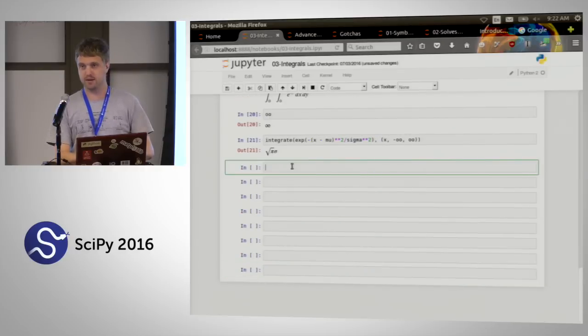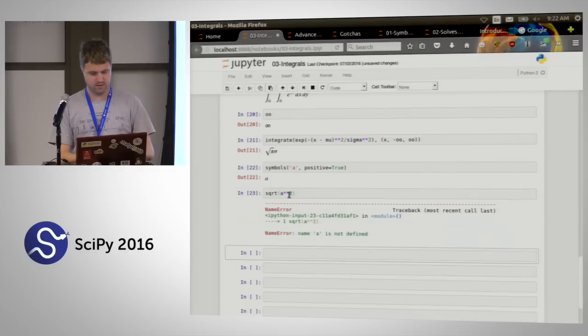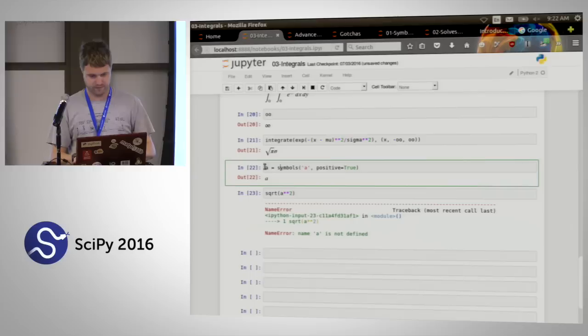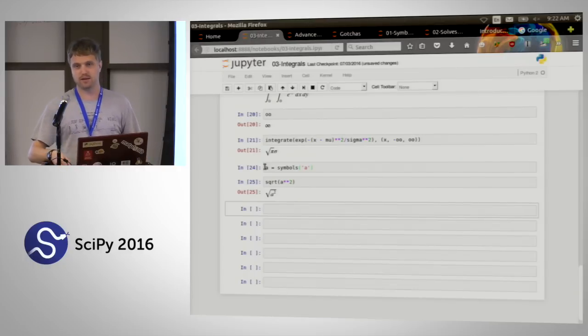The basic thing with assumptions is, when you create a symbol, like say A, and you want A to be positive, then you just set A is positive equals true. You need to define it, set it to a variable. So by default, if I just do A here, and then I do something like square root of A squared, that's not going to simplify, because the square root of A squared doesn't simplify to anything in general for complex valued A.